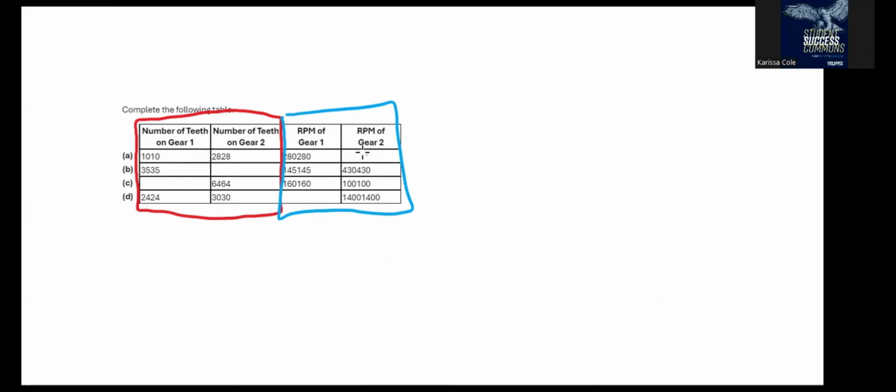I'm going to go ahead and fill in the blank here. We're going to do problem A. I'm just going to use a little A there because I don't know what that is. You can use an X, you can use a Y, whatever. I'm going to use an A. So let's make a fraction with what we have in the first set here. The number of teeth on gear 1 is 10. Make a fraction with the other number, which is 28.